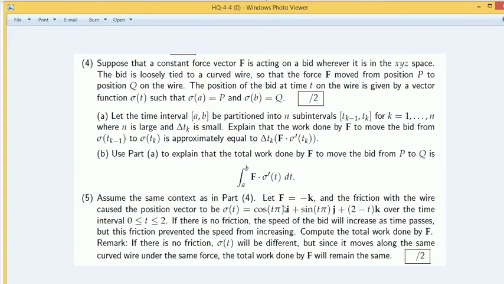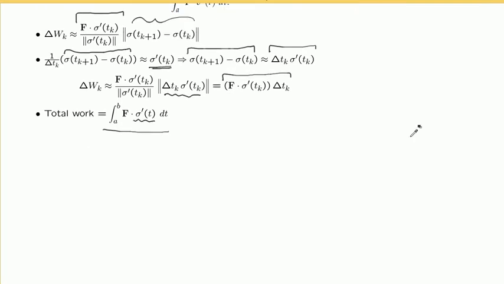Here's an actual example. Here's a constant force field downward, negative k. Hope you remember that part, negative k downward. And sigma t turns out to be this helix. I don't know if you remember about this helix thing, is that if you compute the speed of a helix, it turns out it's a constant speed.